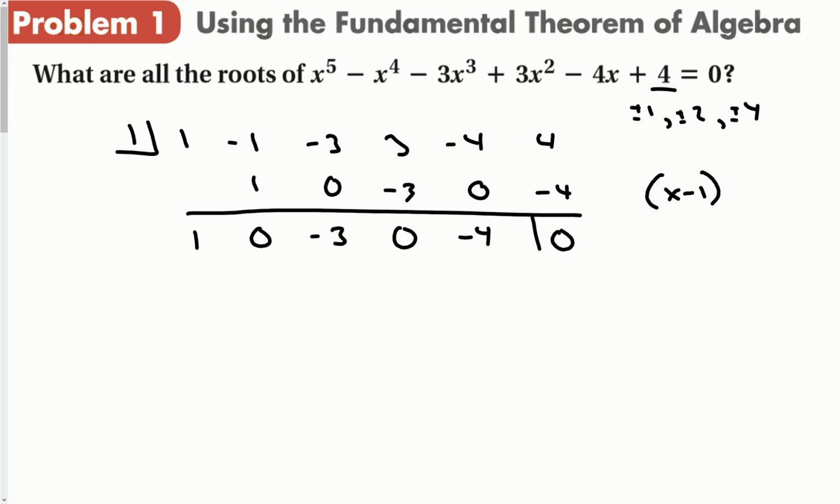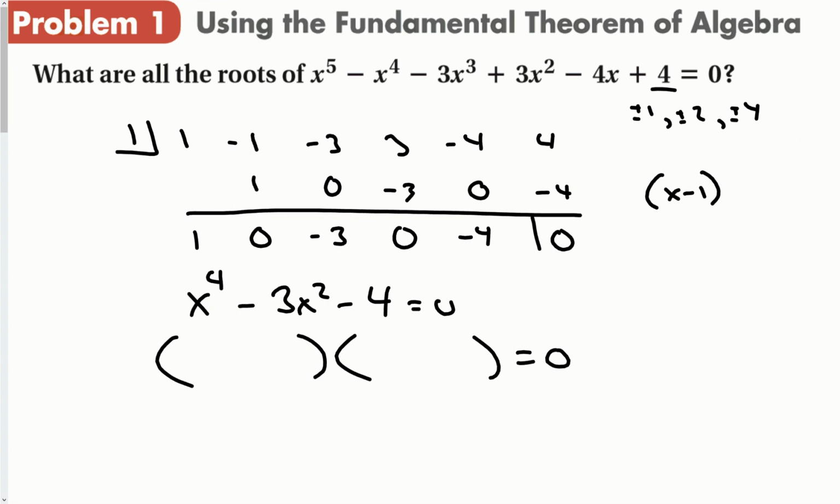Now, this is a weird pattern right here. Remember that dividing using synthetic division reduces the degree by 1, so that leaves me with x to the 4th minus 3x squared minus 4. And now, because of this pattern that I have here, that I have fourth power, second power, and then down to 0, now I can factor this using quadratic techniques. But instead of putting an x in the front, I put an x squared. Factors of 4 that subtract to 3: x squared minus 4, x squared plus 1.